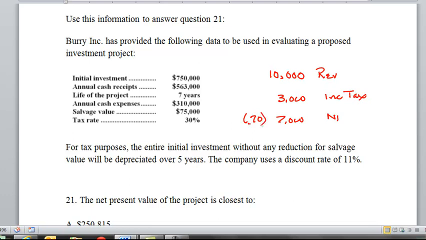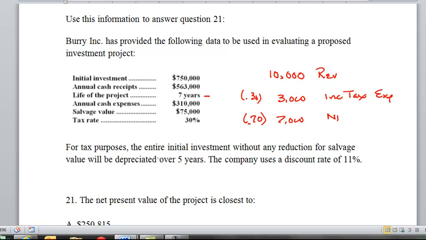So any expenses you have are at a rate of 30%. Any income you will net 70%. So you'll see how we'll take that in a moment with this information. The company has provided the following data to be used in evaluating a proposed investment. Initial investment $750,000, annual cash receipts $563,000, the life of the project 7 years, annual cash expenses $310,000. Take the difference, we'll get the annual net cash inflow. Salvage value $75,000, tax rate 30%.